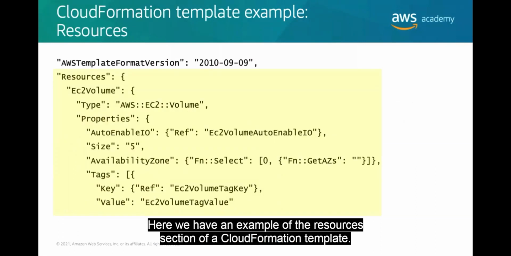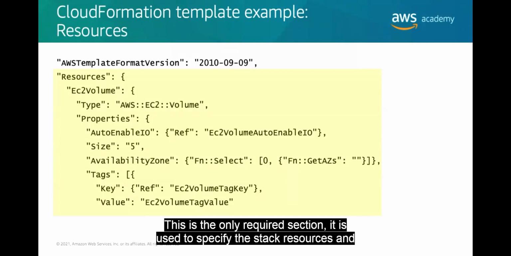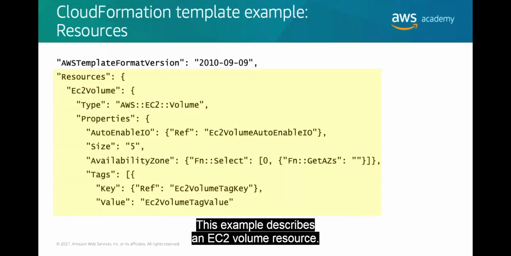Here we have an example of the resources section of a CloudFormation template. This is the only required section. It is used to specify the stack resources and their properties. This example describes an EC2 volume resource.